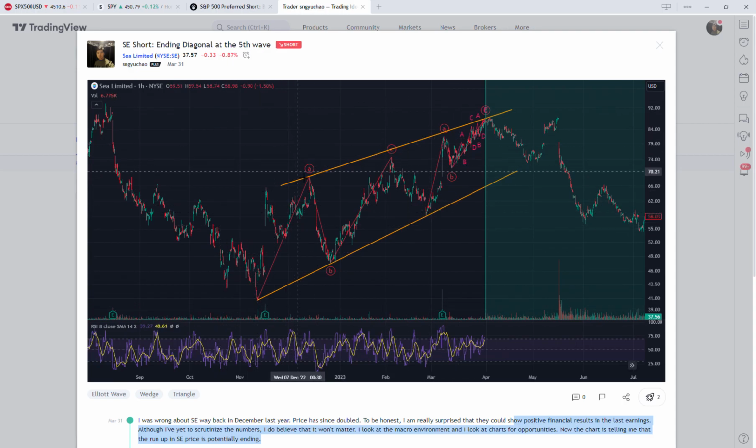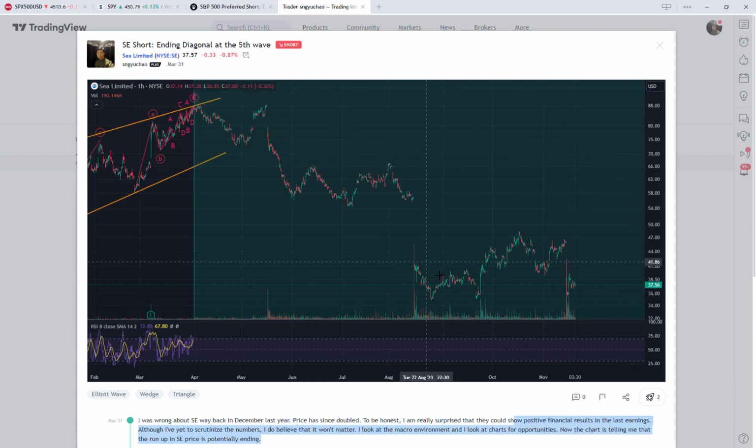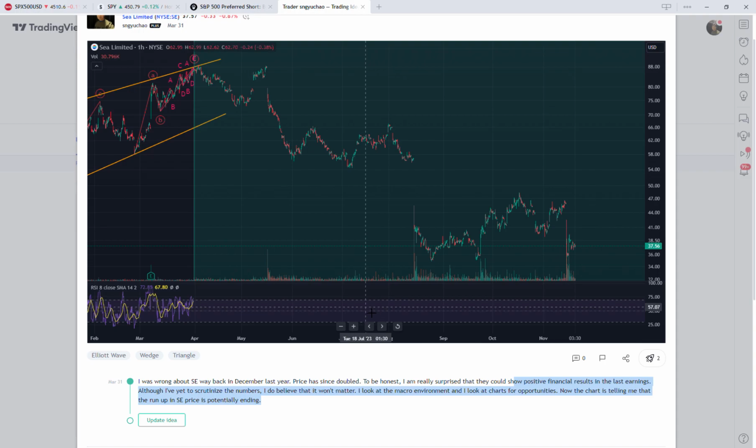So over here, this is actually more than one ending diagonal that I want to point out. So this A, B, C, D, E is one ending diagonal, and within the ending diagonal there is another A, B, C, D, E. And if I'm not wrong, there's yet another A, B, C, D, E. So this is three ending diagonals in one pattern. So this is a very powerful one. You can see that it just keeps falling, and the low is actually nearer to 34.85 or so. Yeah, so that's it. Okay, thank you.